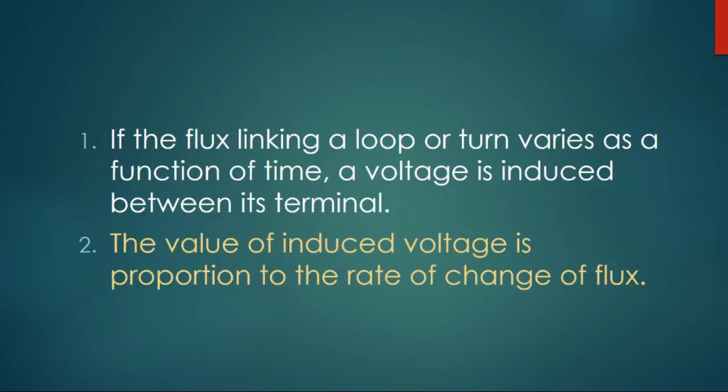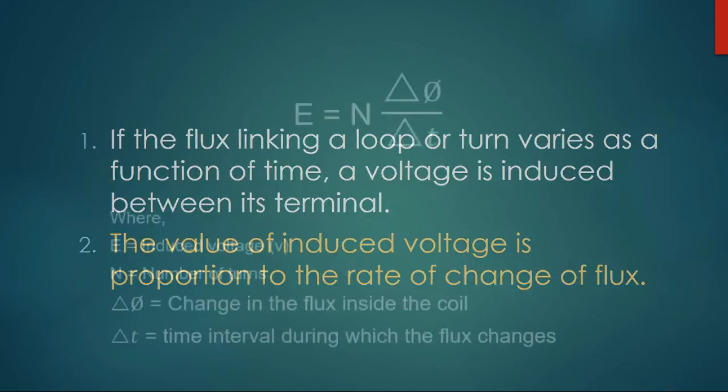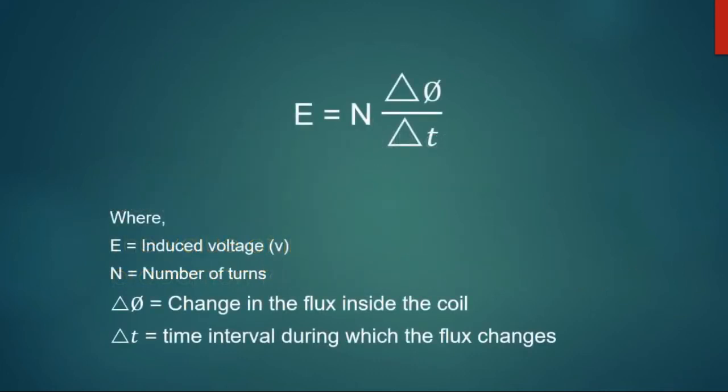We can put this statement in mathematical form also. If flux varies inside a coil of N turns, the voltage induced is given by E equals, where E stands for induced voltage. So E equals N multiplied by the change in flux divided by the change in time.